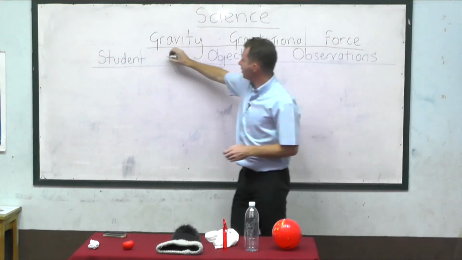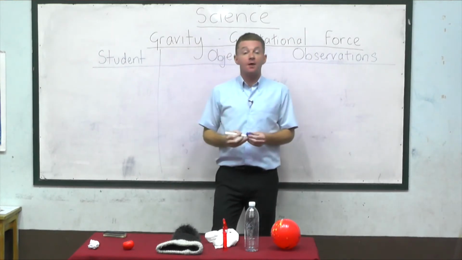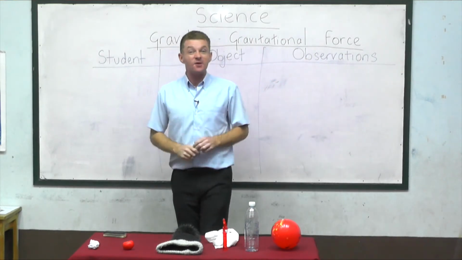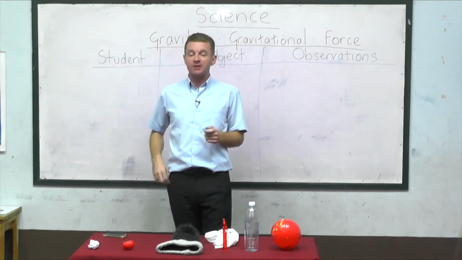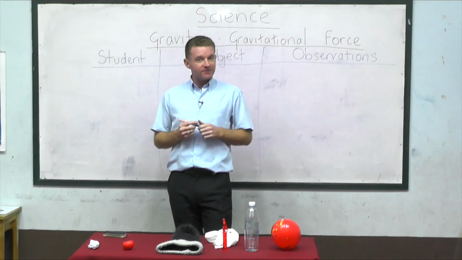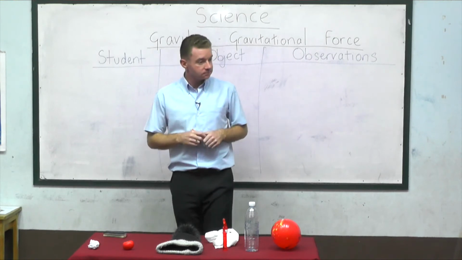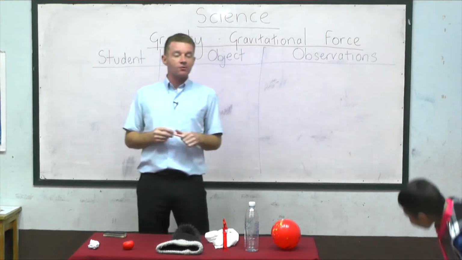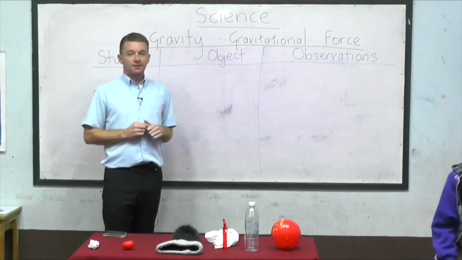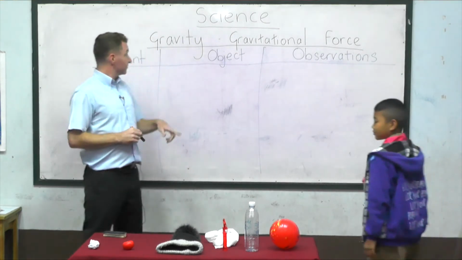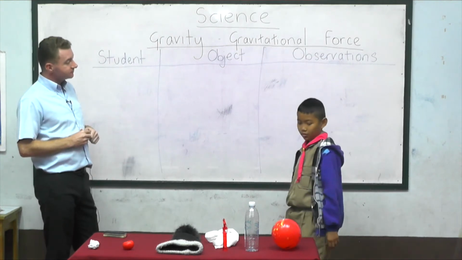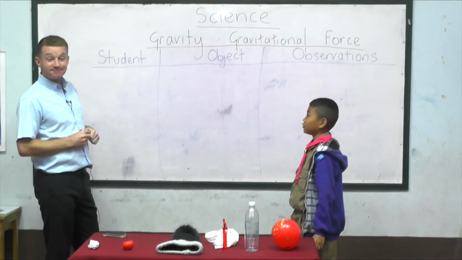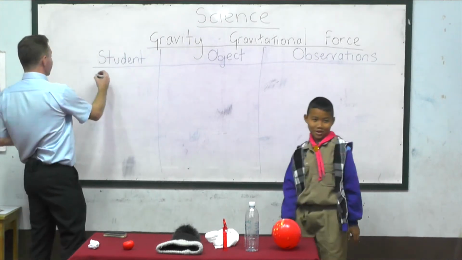Okay, so we've got our 3 sections on our table. And what we need now is we need our first student to come forward and demonstrate the object they have chosen. So our first student is Pangpon. So Pangpon, come and join me at the front of class, please. So first thing we need to do is the name of the student. What, Pangpon, what's your name? Pangpon. How do we spell, guys?